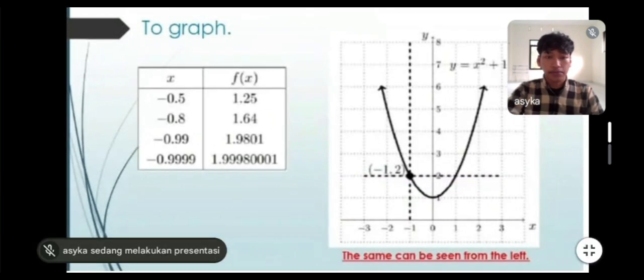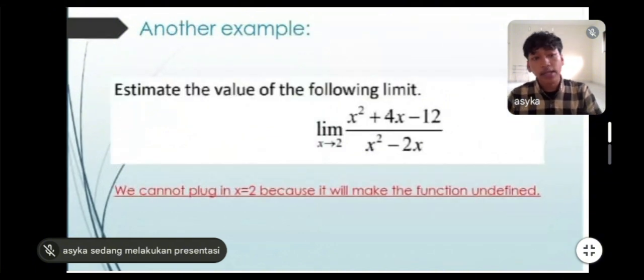For the graph, the same can be seen from the left, and you can see the graph in this table. Another example: estimate the value of the following limit. The limit as x approaches 2 of x power 2 plus 4x minus 12 over x power 2 minus 2x. We cannot plug in x equals 2 because it will make the function undefined.